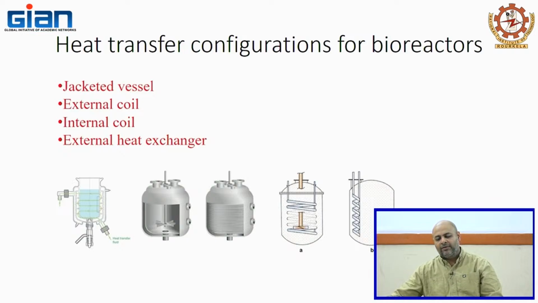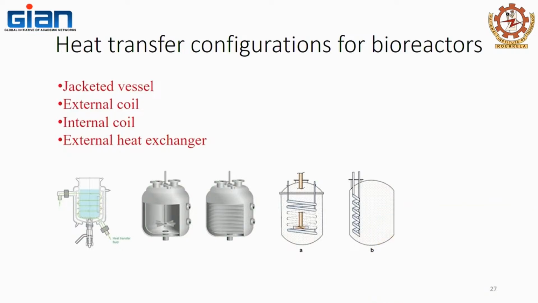Now, the heat transfer configurations for bioreactors include jacketed vessels, external coils, internal coils, and external heat exchangers. So, you will have a jacket around the vessel that will add heat to the vessel, or you can have an external coil, and then you have your internal coils, which are not on the outside of the fermentation system, but on the inside.